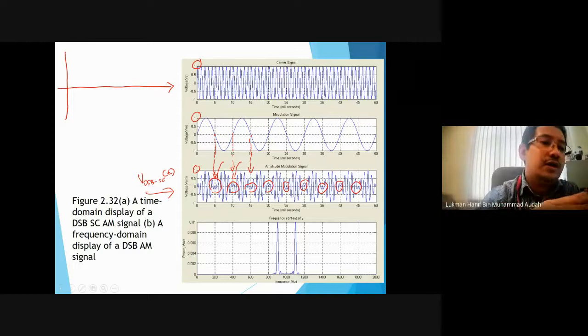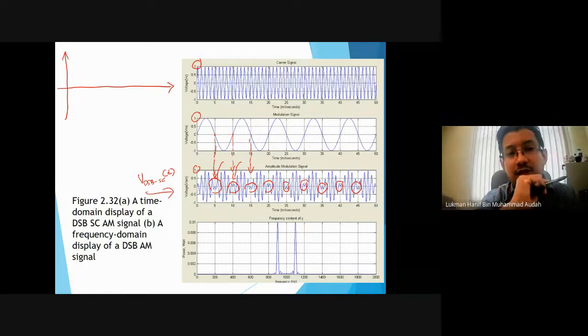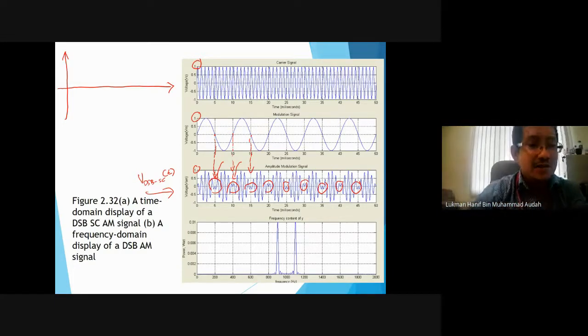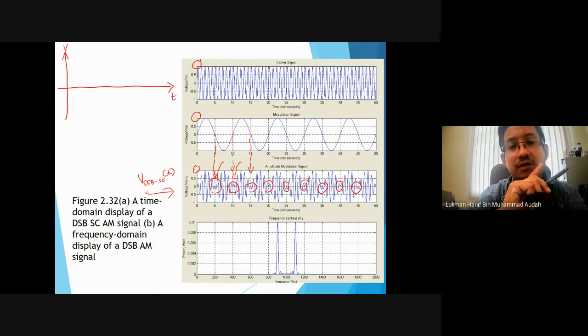Dan yang kedua adalah label. Have you labeled correctly? Two things only kita akan lihat. Tak kira lah bentuk dia macam mana pun, asal nampak betul, okay, that's fine. So again, when you want to draw, you plot V and also T. When you are asked to draw the waveform, that means we want to see a voltage versus time.